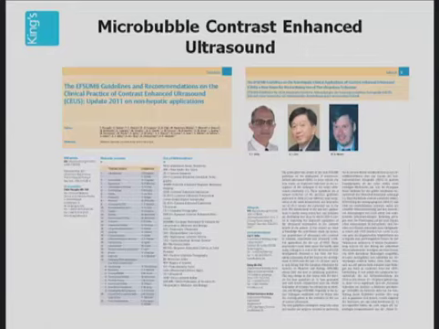Notwithstanding this, the European Federation of Societies in Ultrasound and Medicine and Biology have issued guidelines and recommendations on non-hepatic applications. Every single one of these non-hepatic applications are off license, but the accompanying editorial indicates the reasons that this is acceptable.